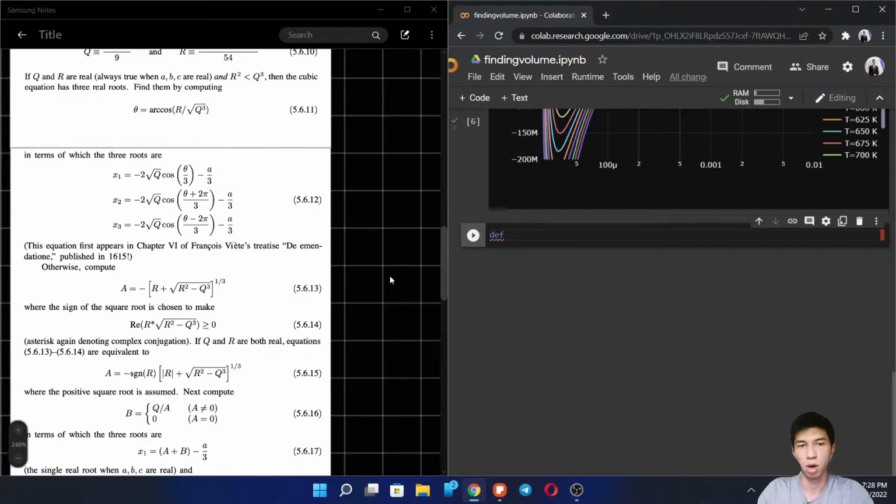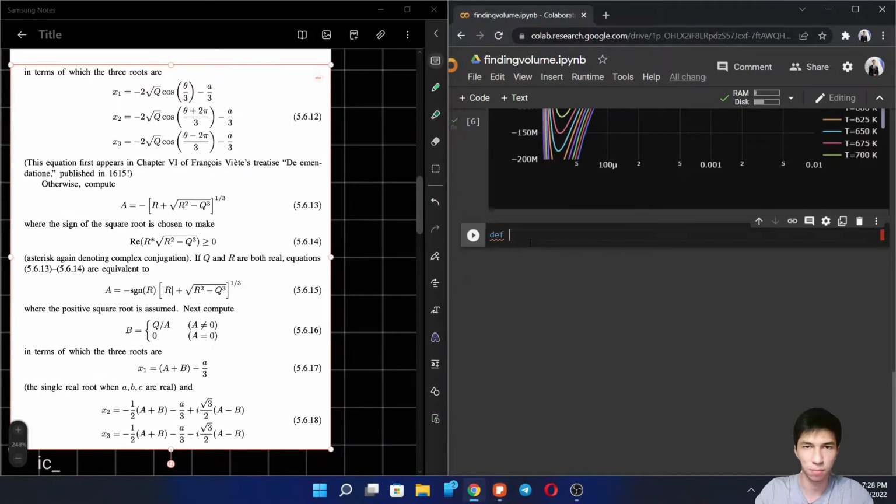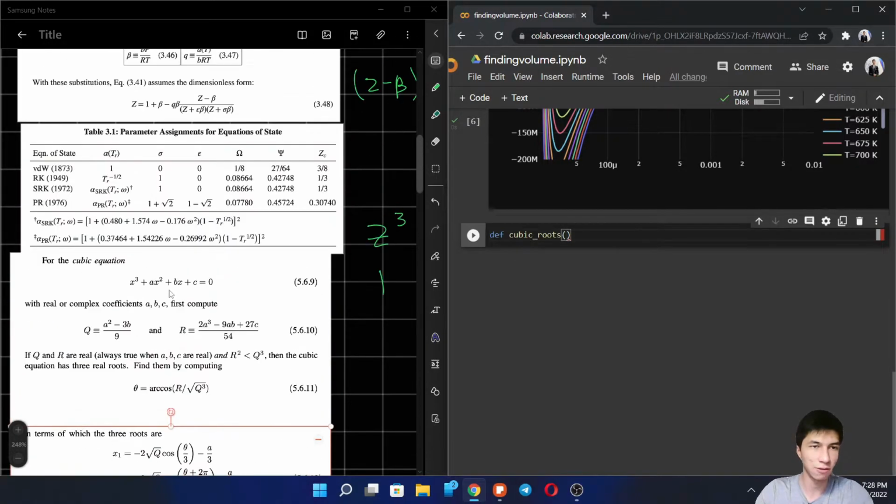Okay, so let's say it's going to be cubic roots, and it's going to take values a, b, and c. We have one next to our z cubed value, so we don't really need that coefficient.